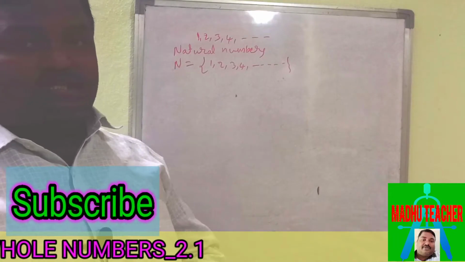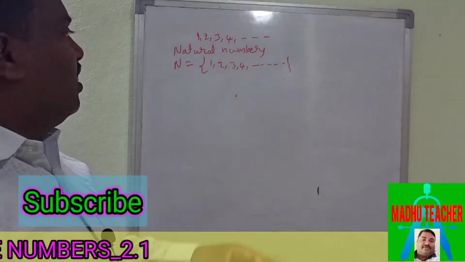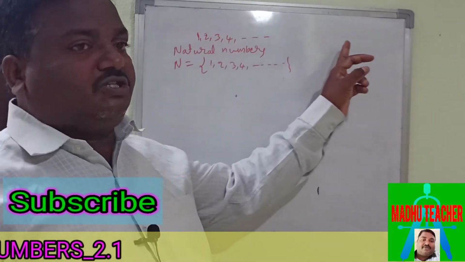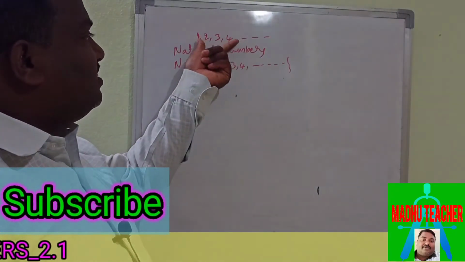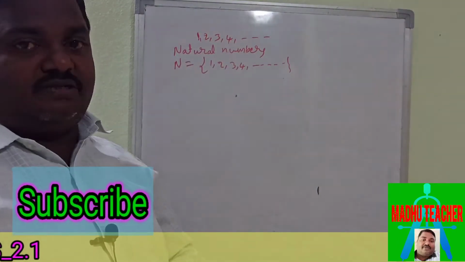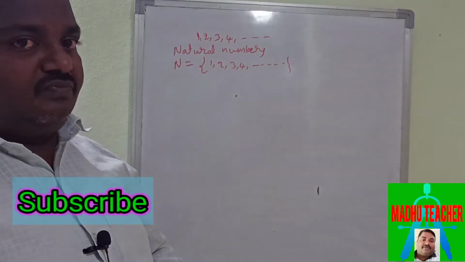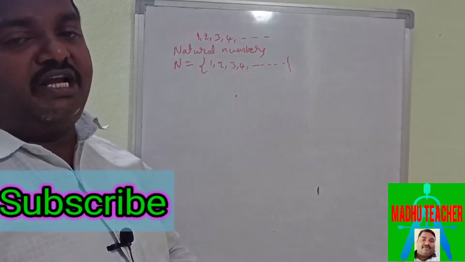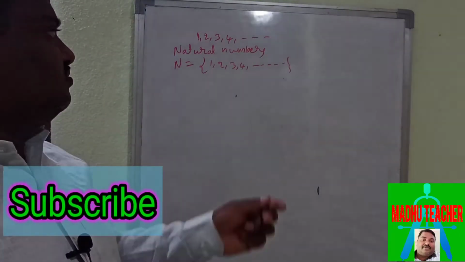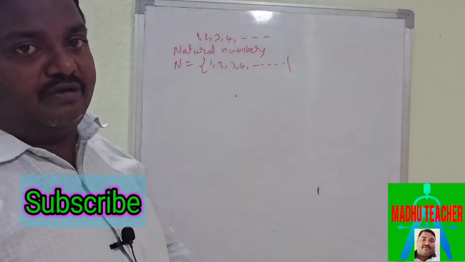To count things, we need to use some numbers. They are 1, 2, 3, 4, 5, 6, 7 and so on. These numbers are called natural numbers, denoted by N. They are also called counting numbers because they can be used for counting.